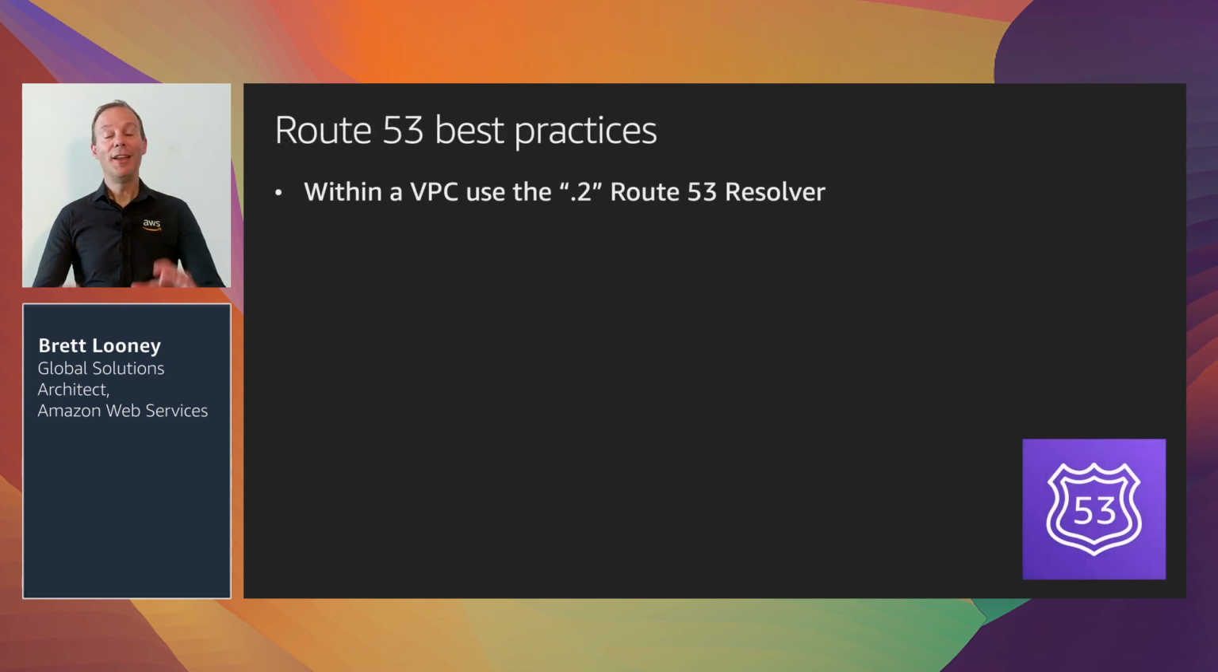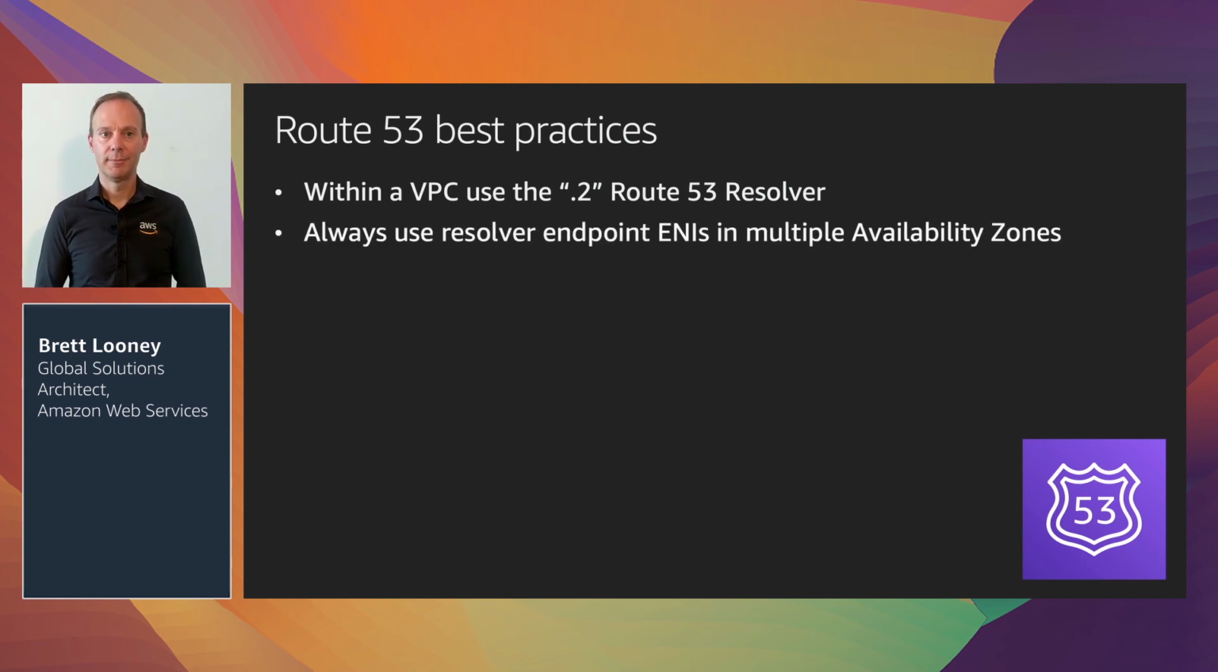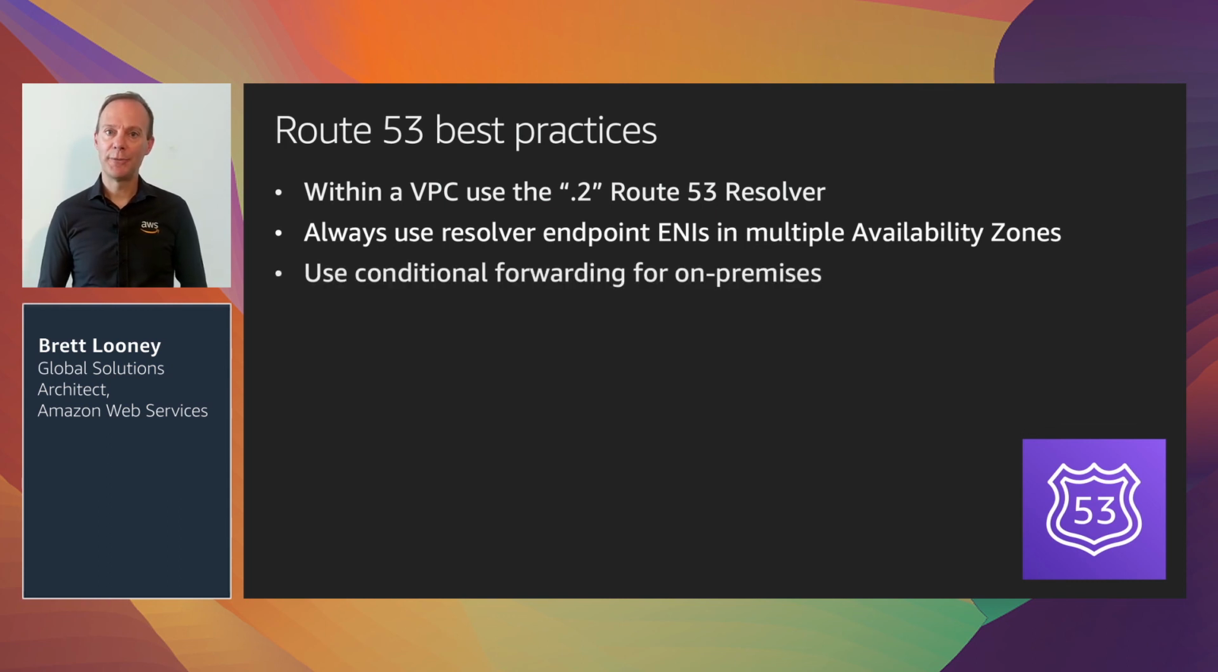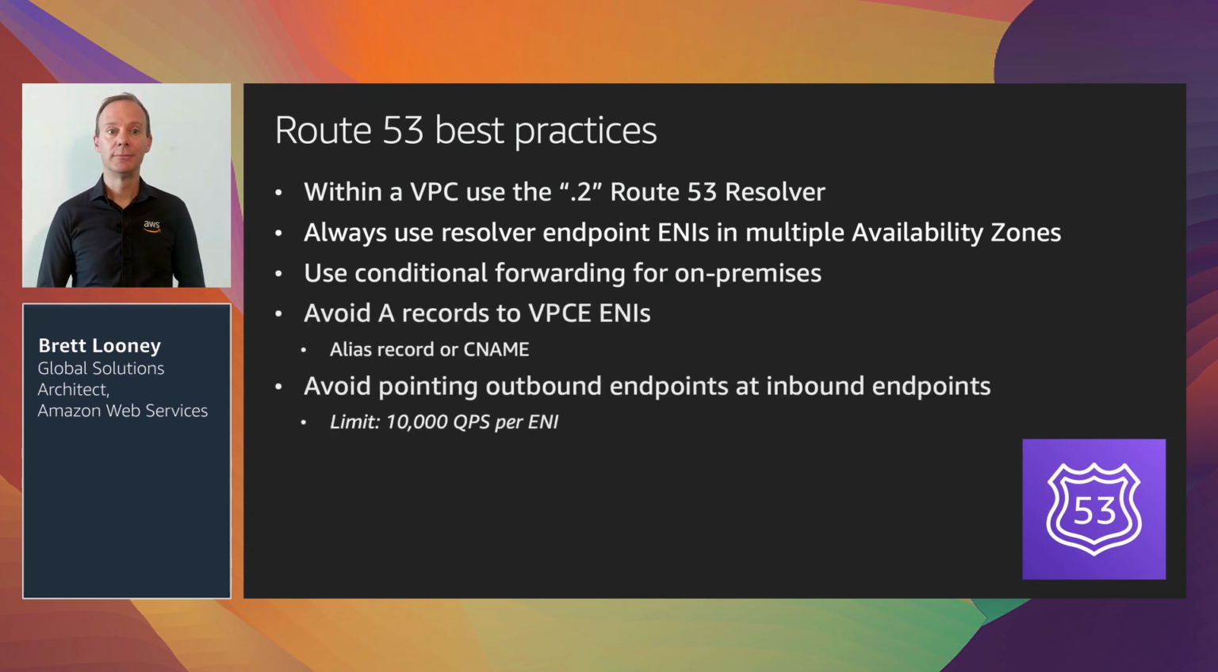So best practices. If you're operating inside a VPC, use the .2 resolver. Okay? It's cheap, it's there, it's simple, and it doesn't have that 10,000 query per second limit. Always put endpoint ENIs in multiple availability zones. Again, this is the same rule as with PrivateLink. Use conditional forwarding for on-premises, which means only send the queries on-premises that have to go there. And avoid using A records when you're referencing ENIs inside a VPC. Always use an alias or a CNAME record because you just don't know when those IPs are going to change.